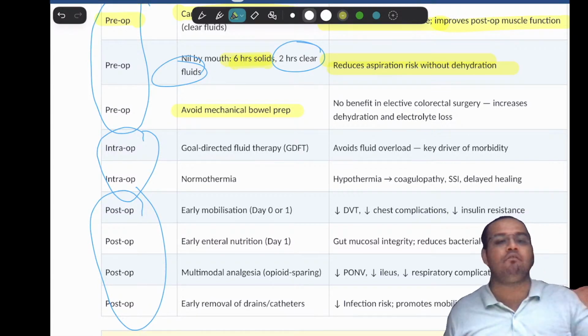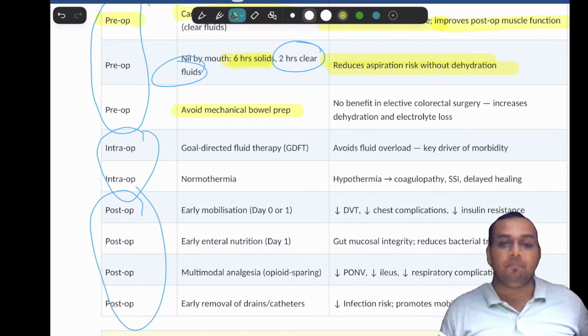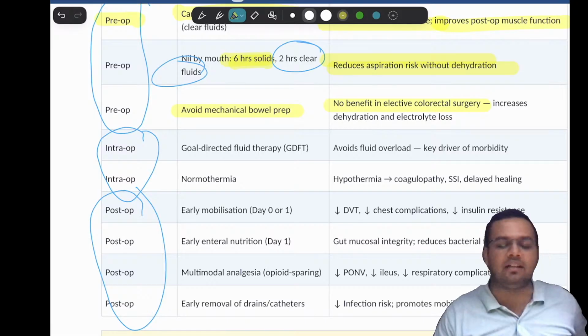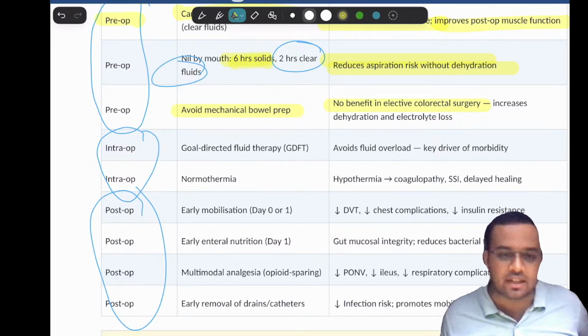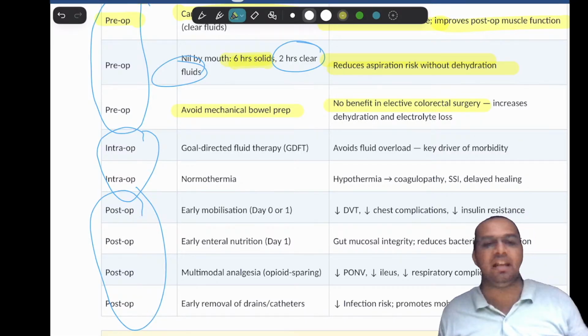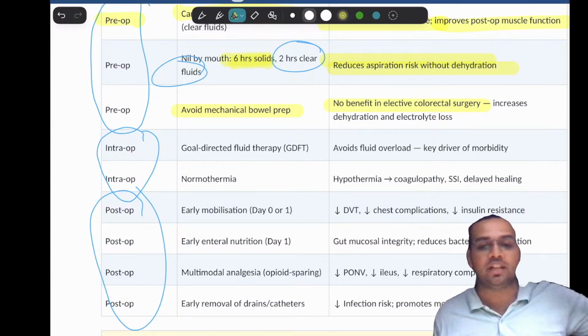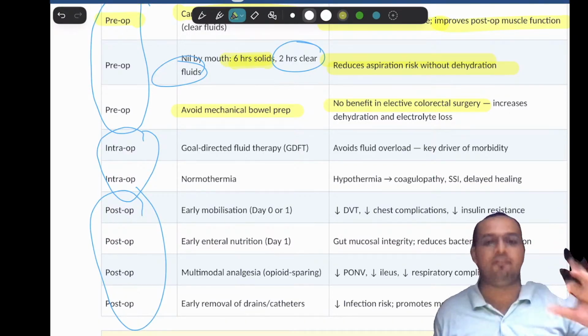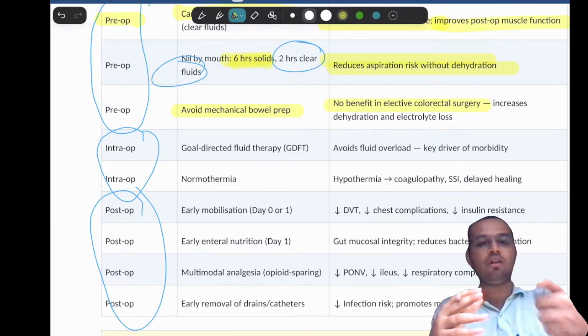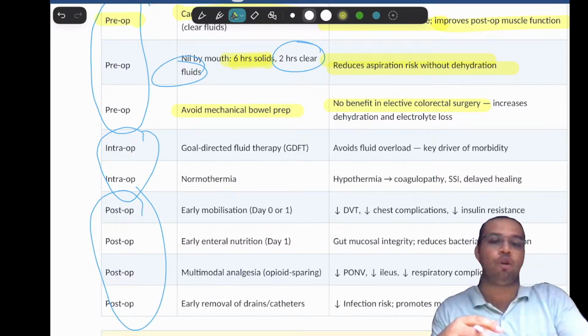So they told that avoid mechanical bowel preparation because in elective surgery they found that it is not much of benefit. What happens is, actually while you are preparing the bowel, even the good microbial flora which is required gets washed away. And after getting washed away, when you are going to do anastomosis, later on in the healing process, the villi formation will take long.